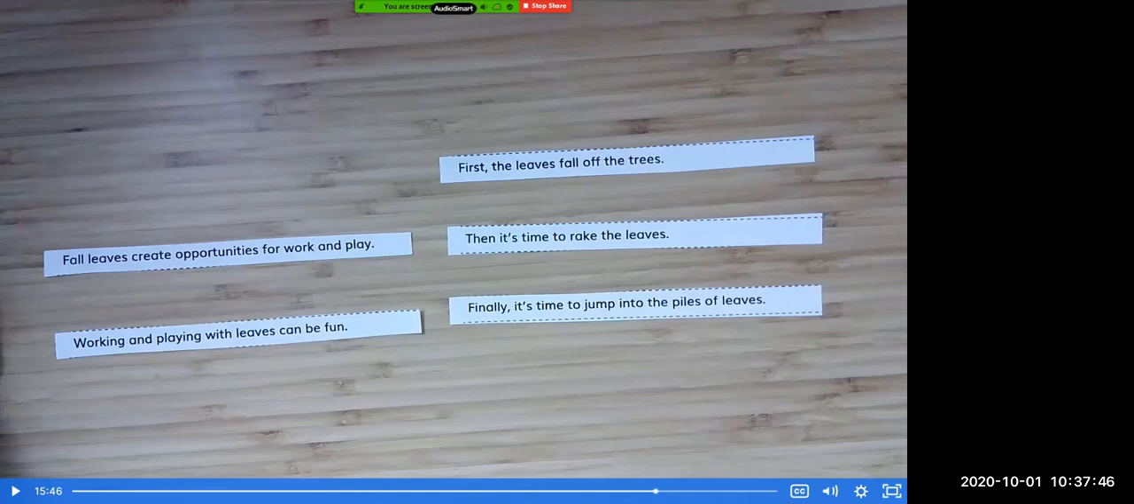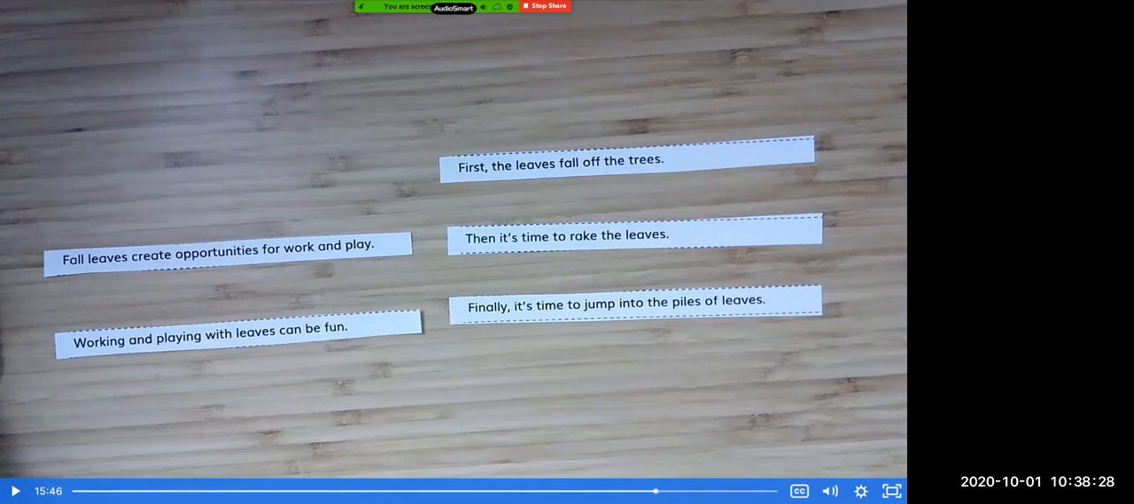So it looks like this is talking about working and playing with leaves, which makes me think this is probably the best topic statement. This sentence, working and playing with leaves can be fun. That's kind of like when you tell your friends a story about what you did one time and then you're like, oh my gosh, it was so much fun. That kind of feels like that's what this sentence is doing. It's wrapping it up. It's like ending the story about how, oh, I had so much fun doing that. So I think the topic statement is going to be, fall leaves create opportunities for work and play.